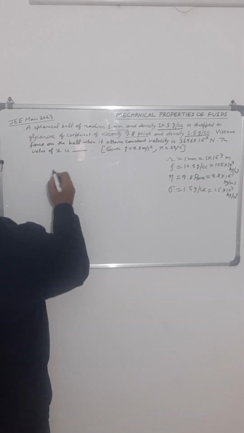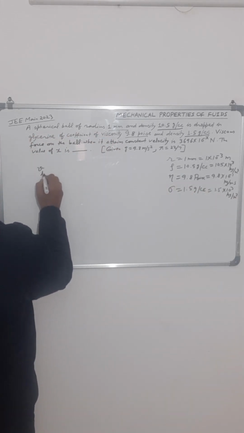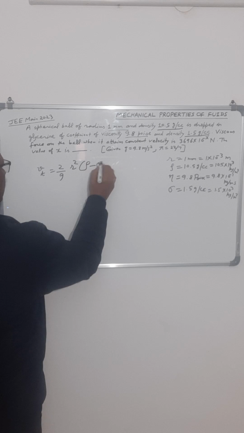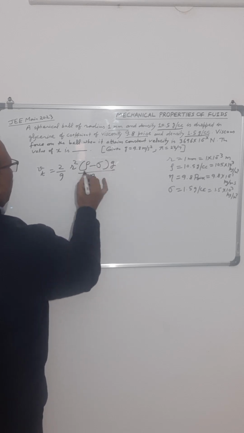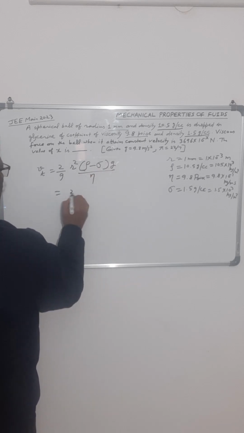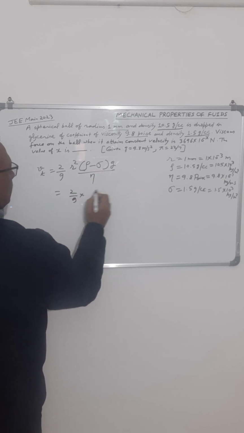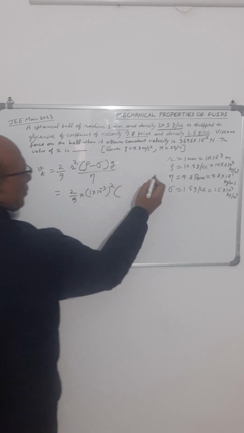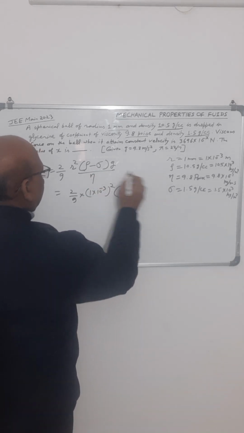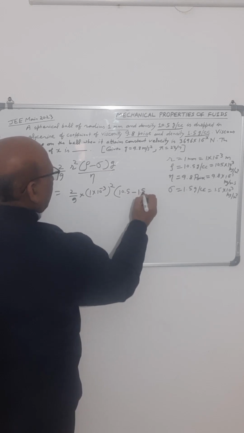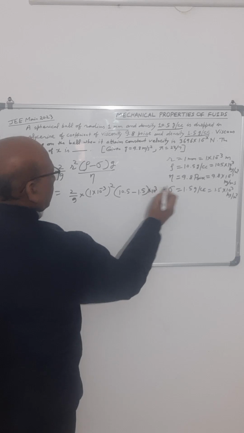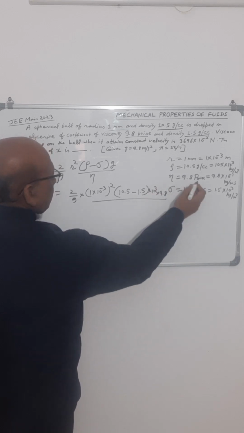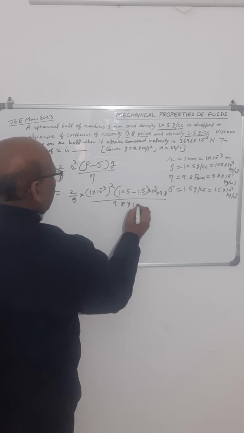Now we will apply the formula for terminal velocity, that is Vt is equal to 2 upon 9 r square (rho minus sigma) into g upon eta. Okay, so we will put the values. So this will be 2 upon 9. R is 1 into 10 to the power minus 3 whole square into rho. Rho is 10.5 minus sigma. Sigma is 1.5 and 10 to the power 3 will come common into G. G is 9.8 divided by eta. Eta is 9.8 into 10 to the power minus 1.